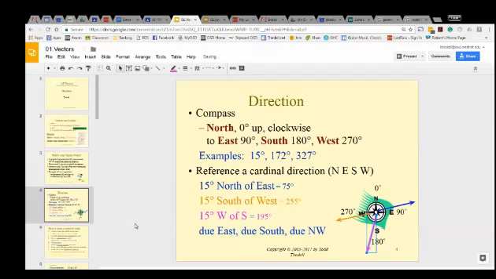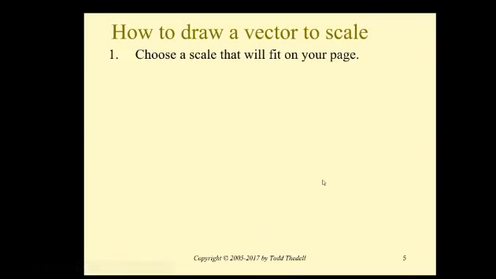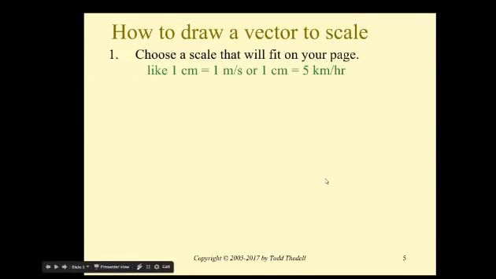Okay, so now we're going to look at how we draw vectors to scale. I have some steps that we're going to go through. The first thing you do is choose a scale. You have to choose one that will fit on your page. It could be something like 1 centimeter equals 1 meter per second if you're doing a small number of meters per second, or 1 centimeter equals 5 kilometers per hour, or something like that.